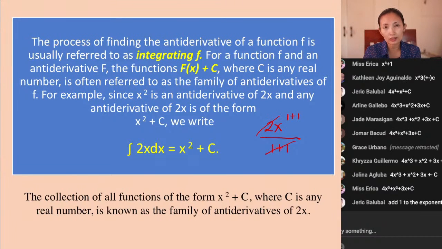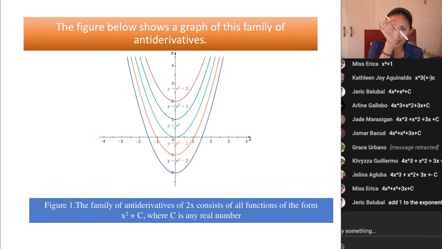When we say evaluate the following, we mean integrate or find the antiderivative. Next, the collection of all functions of the form x squared plus c, where c is any real number, is known as the family of antiderivatives of 2x. Okay, how does it look like if you try to draw it? X squared is a second degree function. And you know very well that second degree functions are parabolic. X squared is a parabola whose vertex is at the point 0, 0. But if it's x squared plus c, that depends upon the value of c.